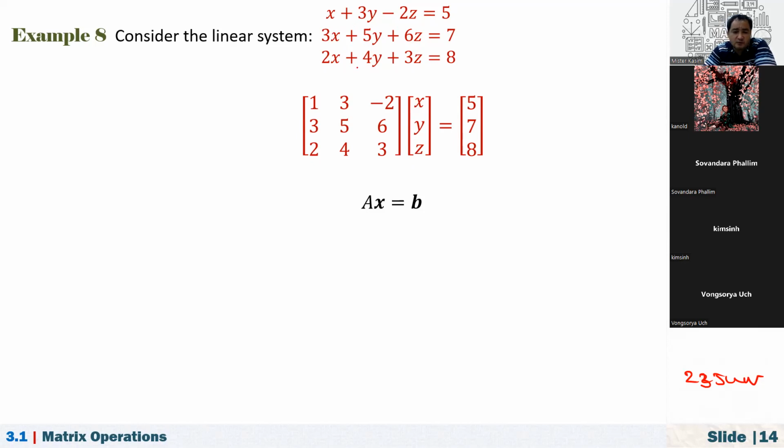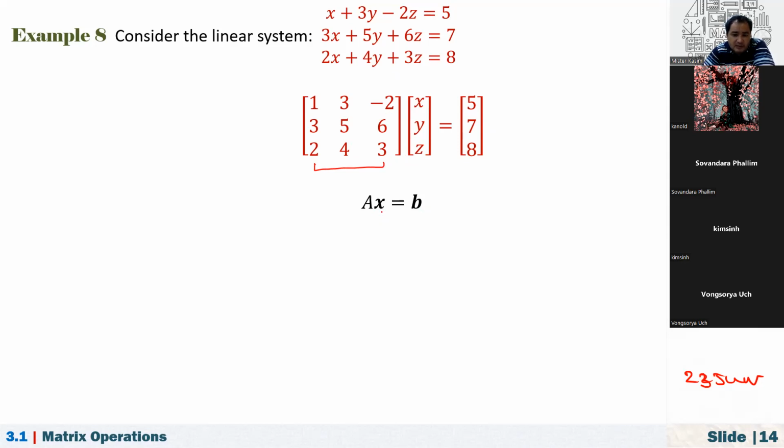See here, how did we form our augmented matrix? First, we wrote our coefficient matrix, and next to it we augmented the constant term matrix. If I separate this, here we have 1, 3, negative 2, 3, 5, 6, and this is just the coefficient matrix. Here we have x, y, z. If you multiply these matrices together, you will get the system of linear equations. So if we label this coefficient matrix A, this unknown vector x, on the right hand side we have the constant vector, that is b.